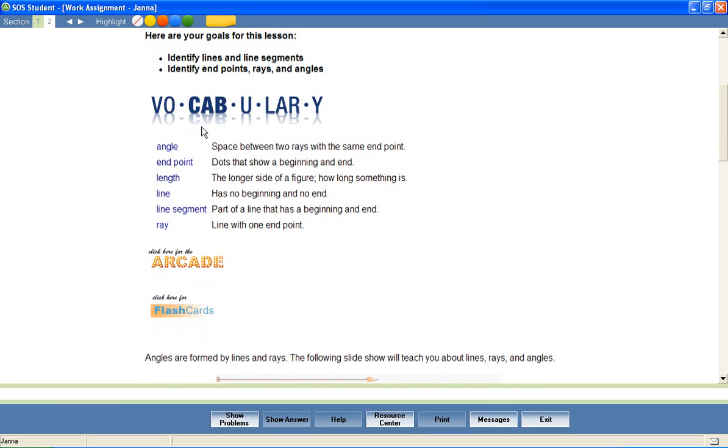We've included several activities to encourage mastery of these important words. For example, students can hear the correct pronunciation of each word. Angle, length.